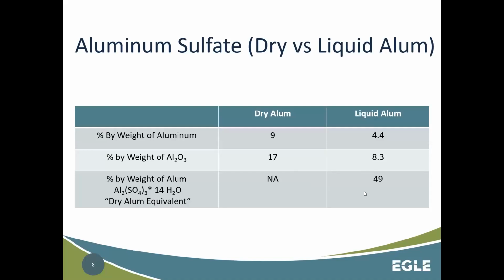And this can be a helpful tool when you're working problems, especially if you're studying for an exam, just as a gut check on your calculations. You know that it should be about half, or 49%, when you're going from dry alum to liquid alum, and about double if you're going the other way. So just something to keep in the back of your mind when you're working problems.